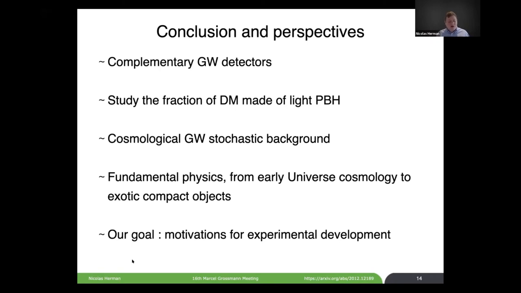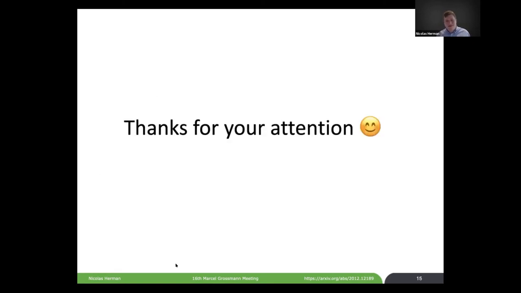And more generally, it could be useful for fundamental physics from early universe cosmology to exotic compact objects. And as I said before, it's theoretical numerical work. So our goal here is to provide motivations for experimental development. And in the slide, you can see the link of the arXiv paper here, and the paper will be published soon in Physical Review D. Okay, thanks for your attention.